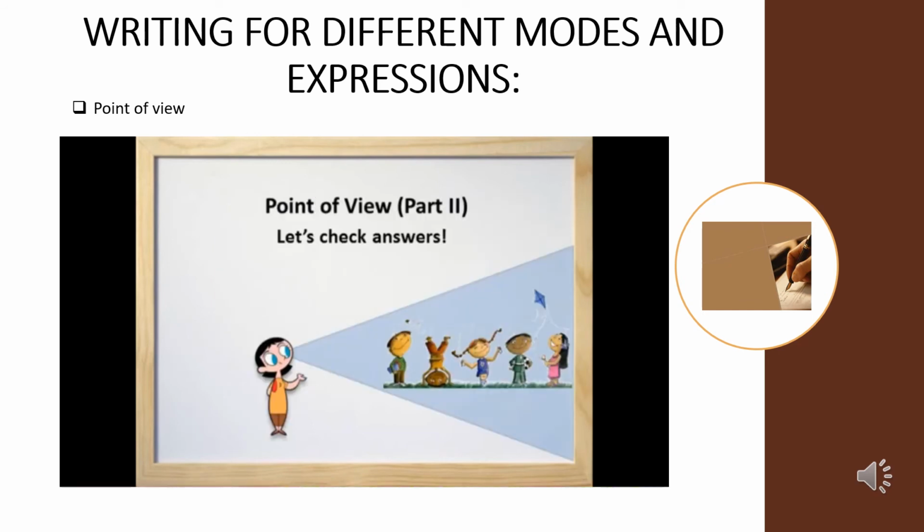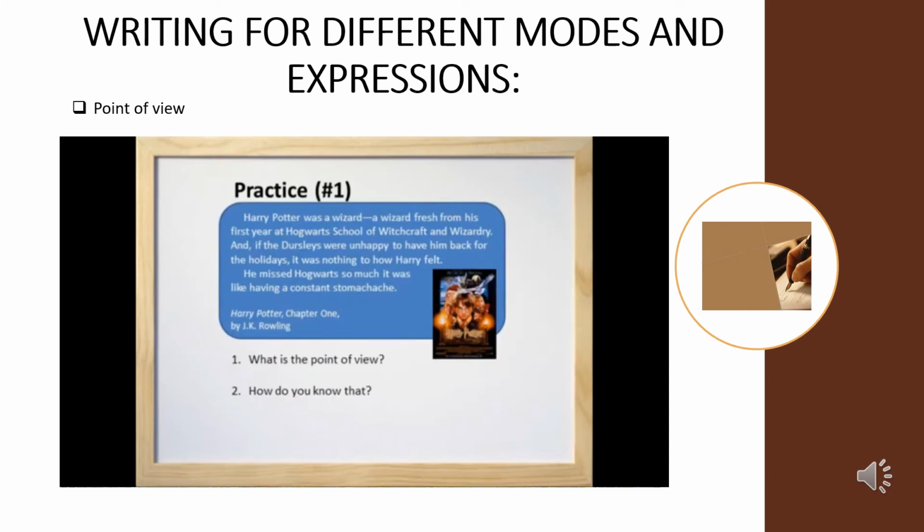Are you ready to check your answers? Practice 1 from the story Harry Potter. Question 1. What is the point of view? The answer is third-person omniscient. Question 2. How do you know that?